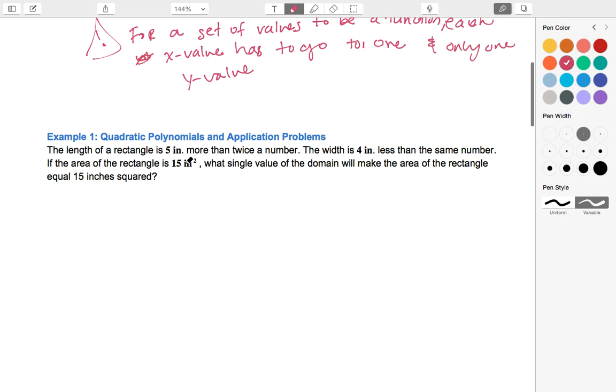If the area of the rectangle is 5 inches squared, what single value of the domain will make the area of the rectangle equal 15 inches squared? Okay, so there's a lot of words, and we have to be problem solvers and try this out.